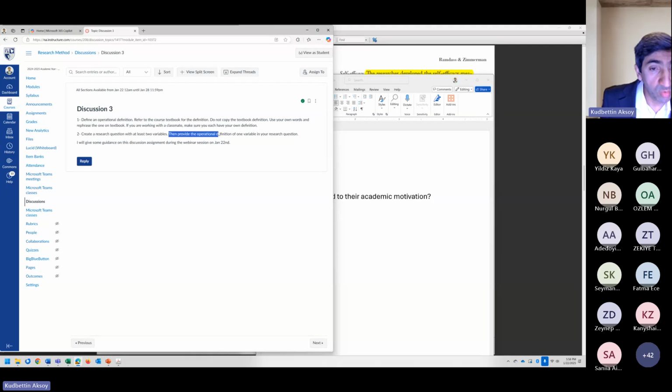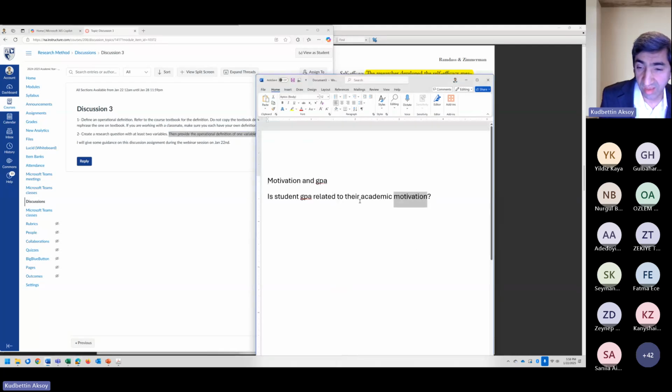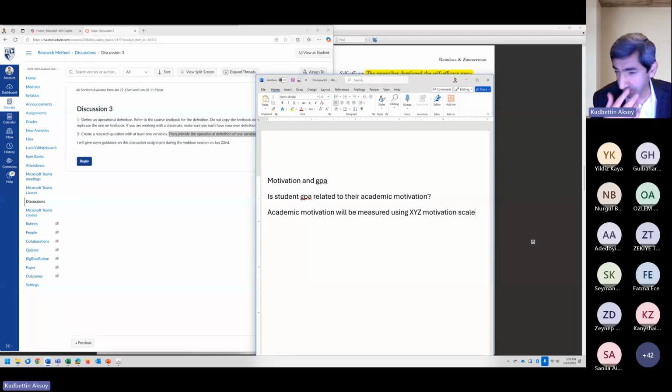After that, provide operational definition of one variable. In this case, academic motivation sounds better, but you can go with GPA as well. Then you will say academic motivation will be measured using such and such motivation scale. And if you make this even more accurate, in your own benefit, I have 62 students here, so it's up to you. If you want to benefit from the course, it's up to you. If you make it more realistic, it's going to help you further down the line.